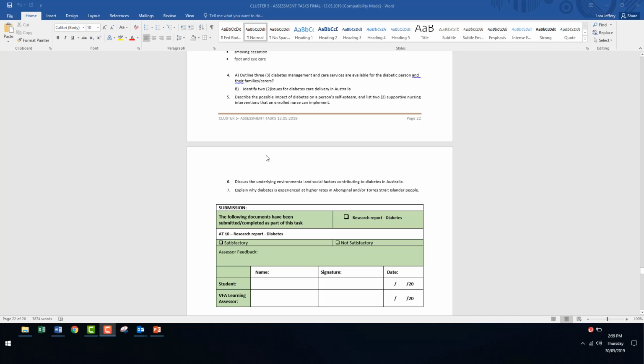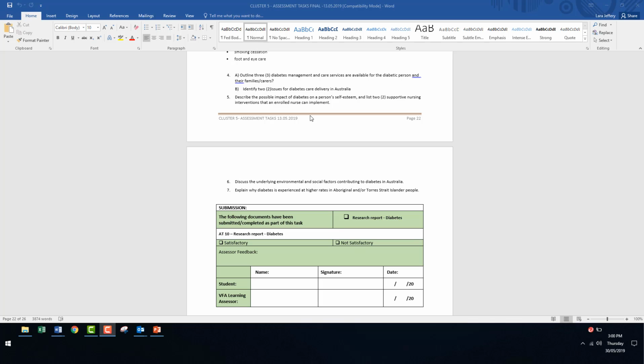Question 5, describe the possible impact of diabetes on a person's self-esteem. So that's the first part of the question. Tell us what it feels like to have a chronic disease like diabetes. What might it feel like and how might it make them feel in their personal self-esteem? And then secondary to the question, list 2 supportive nursing interventions that an enrolled nurse can implement.